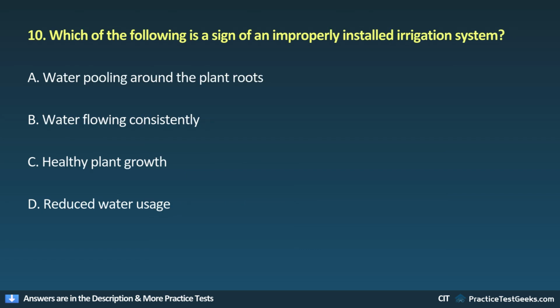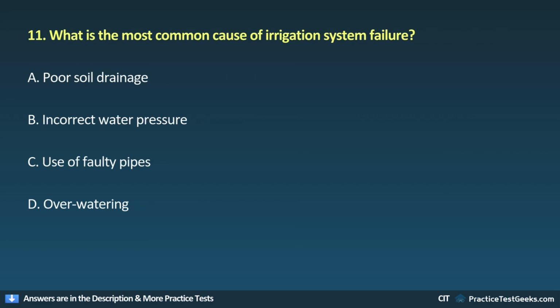10. Which of the following is a sign of an improperly installed irrigation system? A. Water pooling around the plant roots. B. Water flowing consistently. C. Healthy plant growth. D. Reduced water usage.